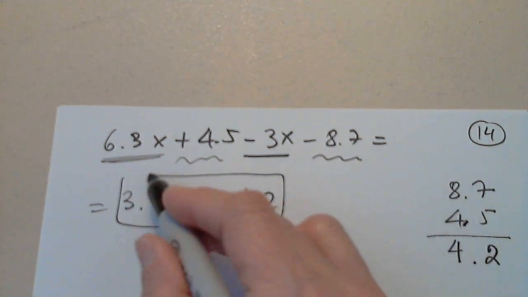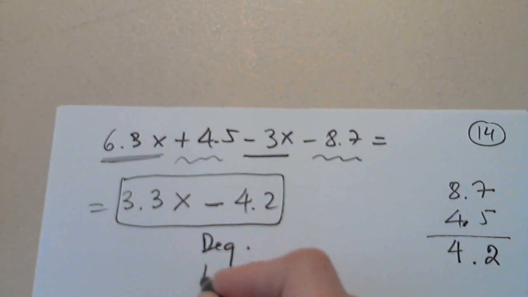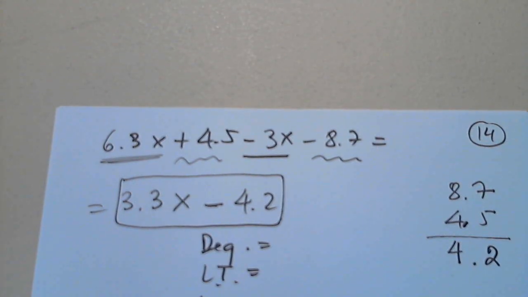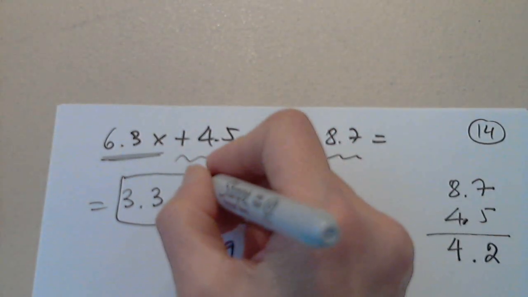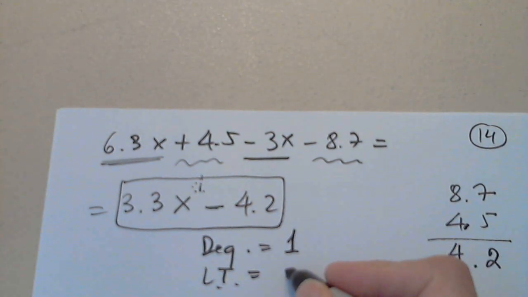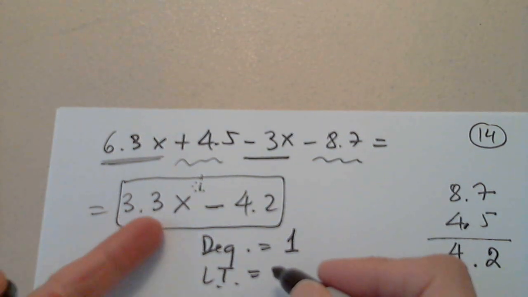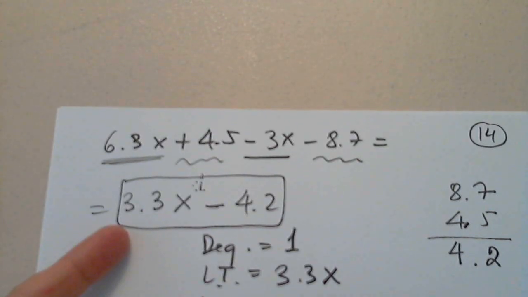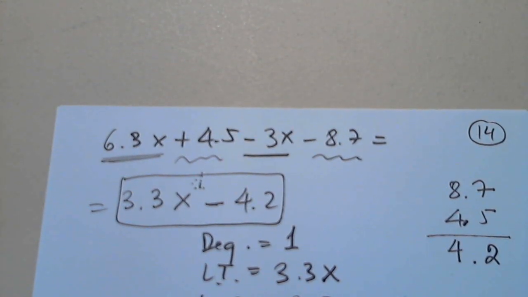And this is it. Remember, degree is, leading term is, and leading coefficient is. Can anyone give us the degree of this polynomial or expression? 1. Yes, very good. It's an imaginary 1 in here. That's the only power we don't write. And what is the leading term? 3.3x. What is the leading coefficient? 3.3. Good.